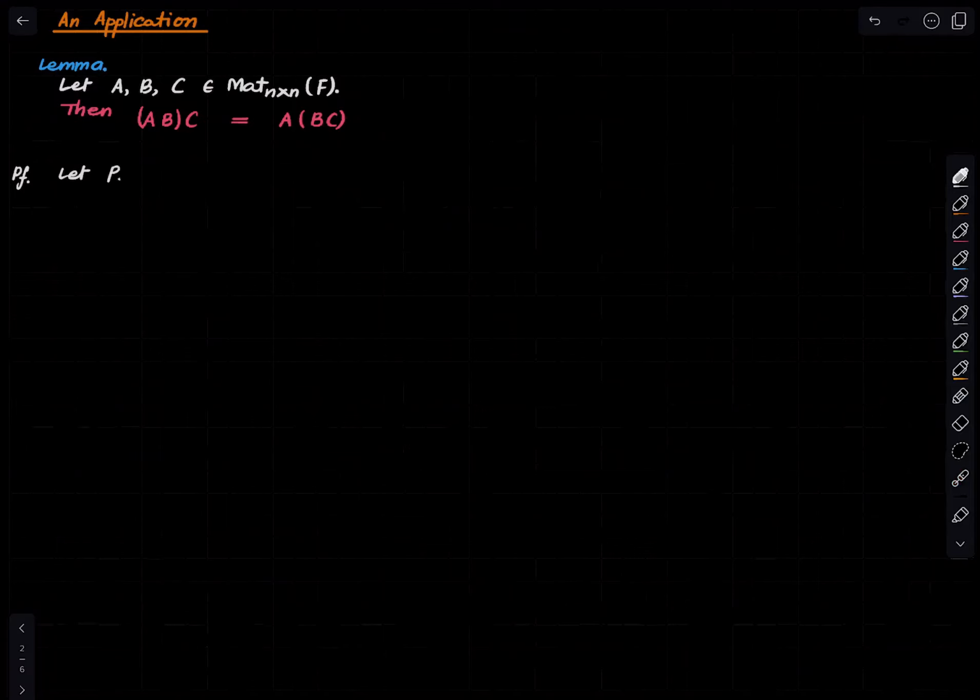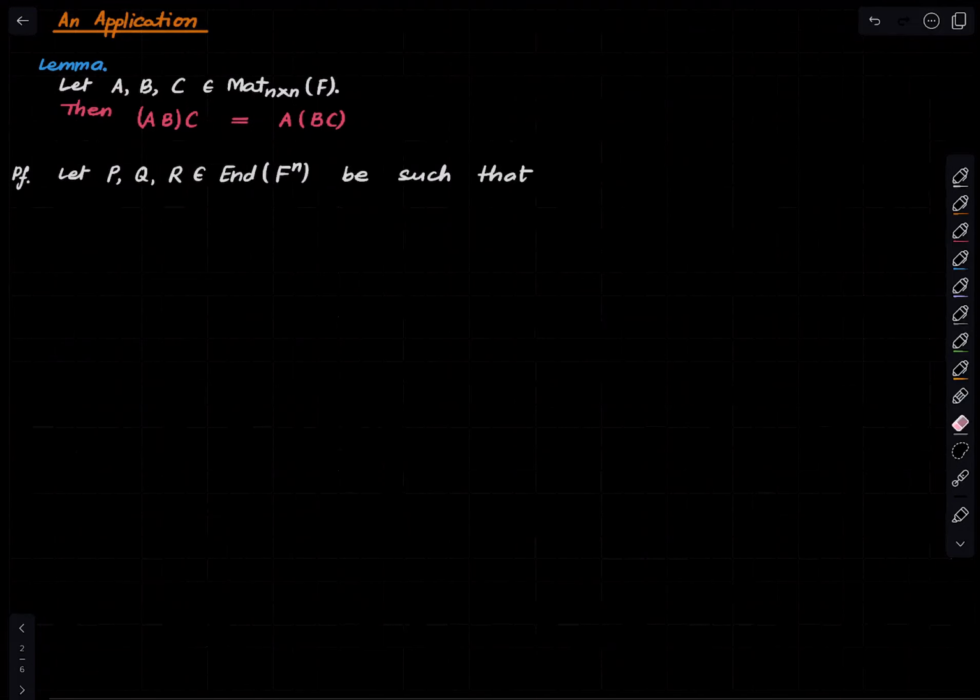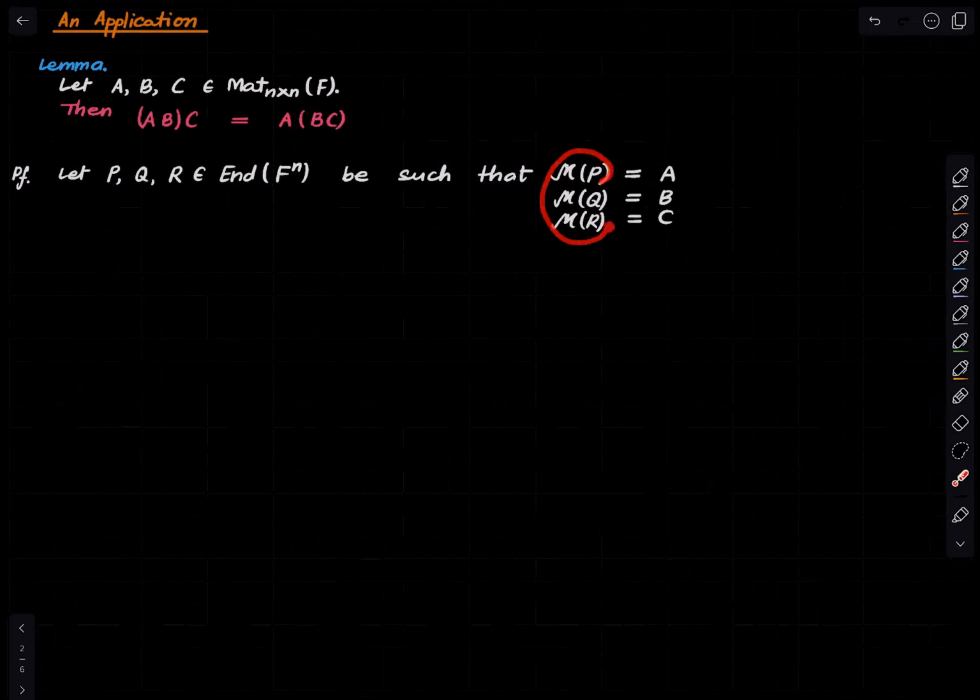So let P, Q and R be endomorphisms on this coordinate space such that the matrix of P is A, the matrix of Q is B, and the matrix of R is C. So as we mentioned, all these matrices are with respect to the standard basis of this coordinate space. So we can find such endomorphisms. In fact, there are unique such endomorphisms. There is only one P which satisfies this, only one Q which satisfies that, and so on.